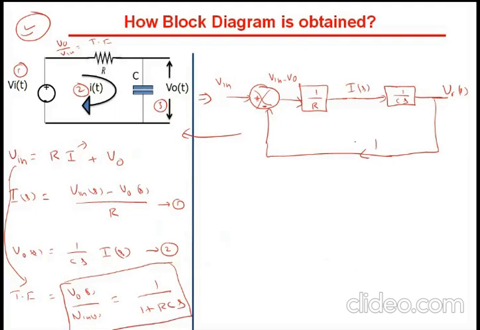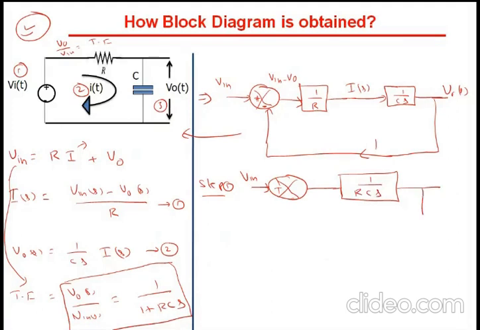Now if you observe this particular block, what is step number 1? To get the transfer function for this block diagram, what is step number 1? These two blocks are in series. So the resultant block will be plus minus v in, the combination of these two is 1 by RCS, and here unity feedback minus and v naught of s as usual.